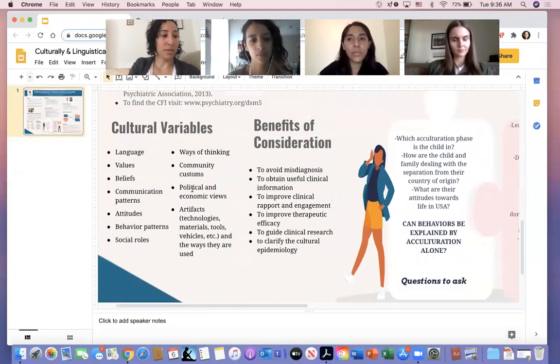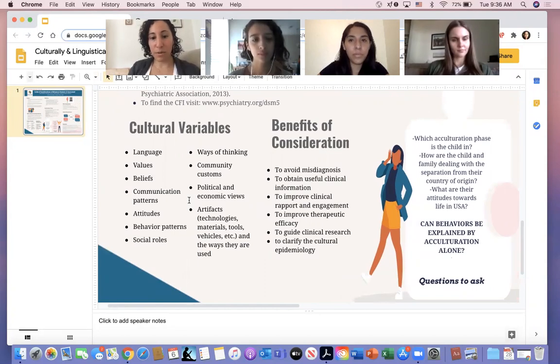It's important to take into consideration cultural variables when assessing the relationship between a child and their environment. And there are multiple benefits to taking that into consideration, as you can see here.